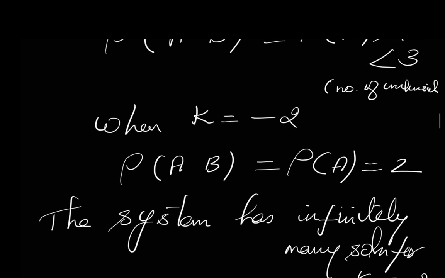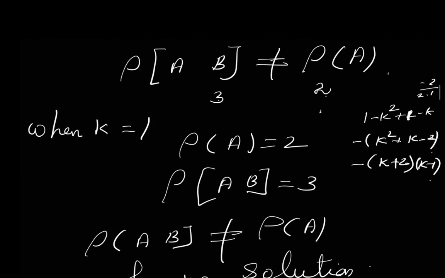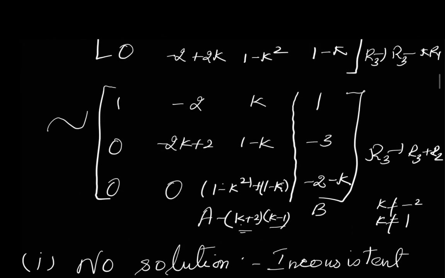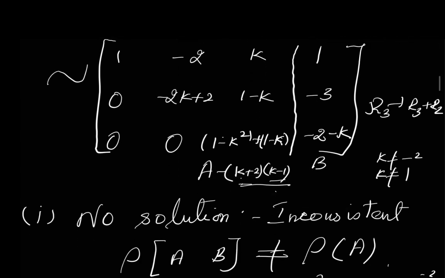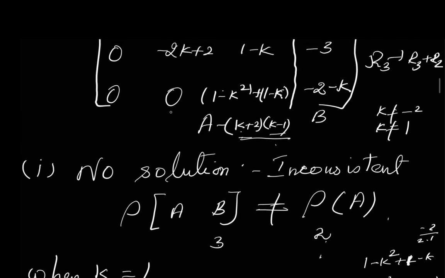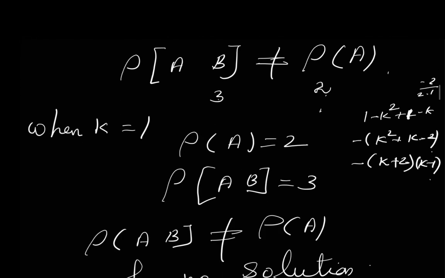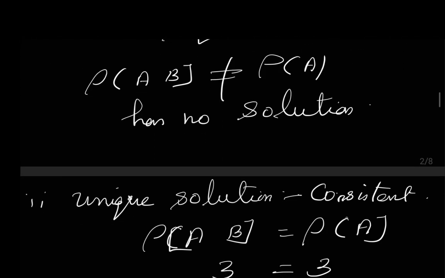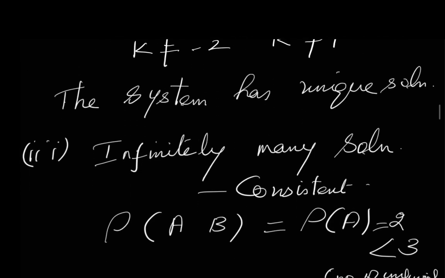So this is very important. You have to refer only to these factors, k plus 2 and k minus 1. For the no solution case, just for k equal to 1, only this entry is 0, so rank of A is not equal to rank of AB. And then unique solution, and then the second case, infinitely many solutions.